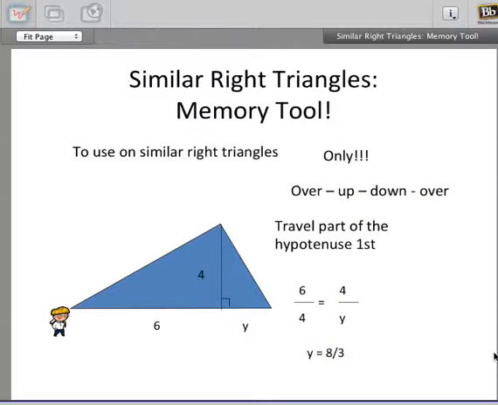Here's another example of over, up, down, over. 6 over 4 equals 4 over y. You would cross multiply.